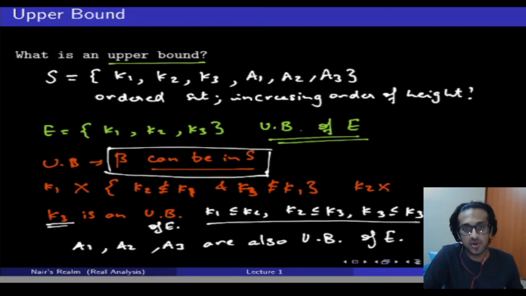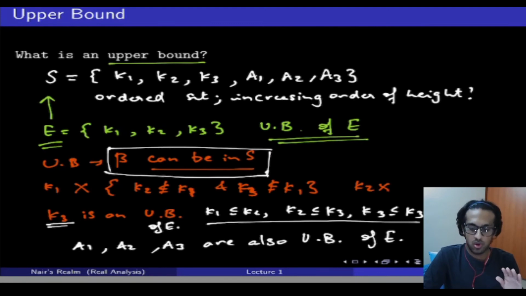So some of your questions have clearly been answered and I'll summarize them. What you need to understand about an upper bound is that it need not belong to the set E, it can come from the set S. That's the first thing to take away from this. The second thing to take away is that an upper bound is not unique, in the sense that there can be multiple upper bounds to a particular set.